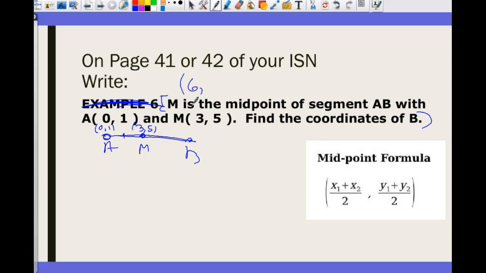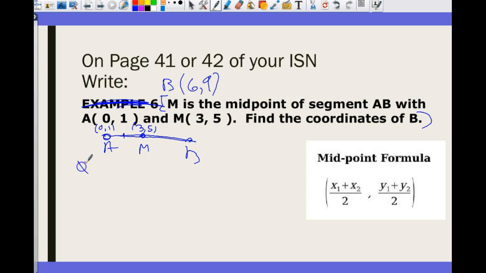Let's do the other one. What's the distance from 1 to 5? 4. Double it, which makes it 8. Add it to this side, which makes it 9. So the answer is actually 6, 9. Okay? So B is at 6, 9. That's kind of like the cheater way to do it, right? The actual way you're supposed to do it is like this.